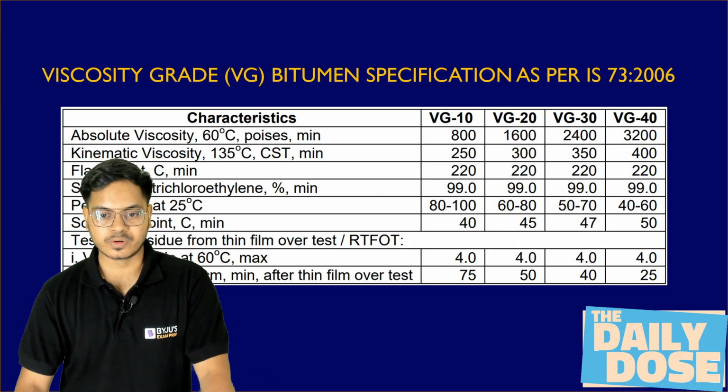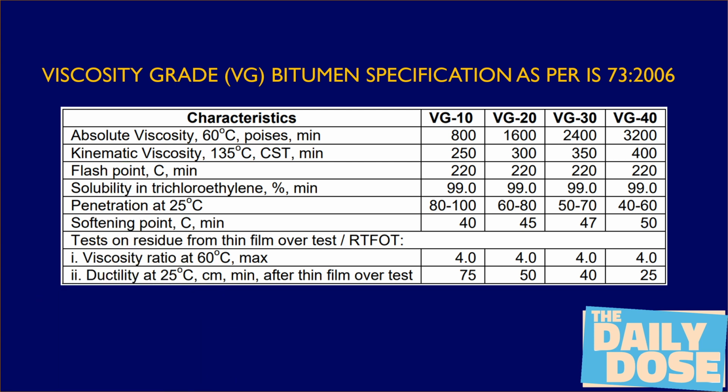I'll show you something more. If we see this, everybody, these are the viscosity grade bitumen specifications as per Indian Standard 73 2006 edition. यहाँ पे आपको दिख रहा होगा all the characteristics of all the grades like VG10, VG20, VG30, VG40. For example, absolute viscosity, kinematic viscosity, flash point, solubility in trichloroethylene. All these tests we have discussed in another video of this series. You can watch it if you need more information on this. But this is the entire table as per the Indian standard. I hope this is clear to all of you.